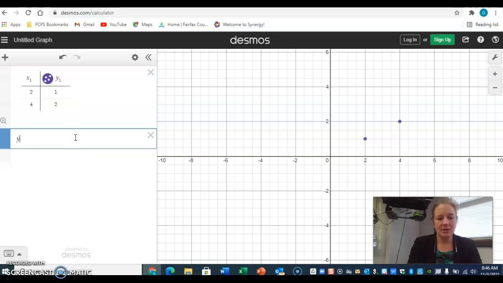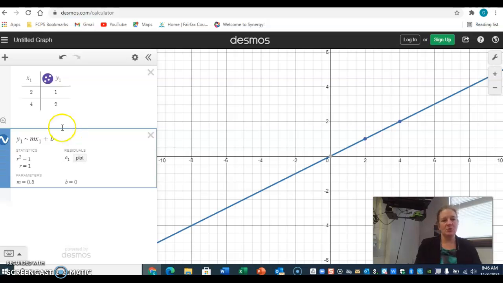Now I'm going to go down here and type the special equation in. Instead of an equal sign, make sure that you put that squiggle right there. What that does is it tells Desmos to pull the information off the table. Oh, look at this. There's my slope, 0.5, and there's my y-intercept, 0. See at the very bottom where it says m equals and b equals?